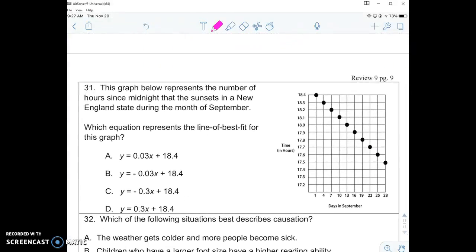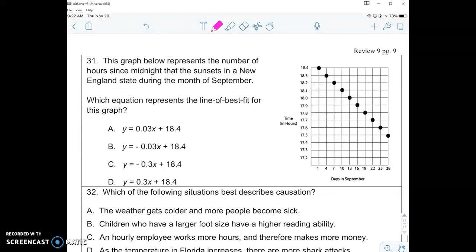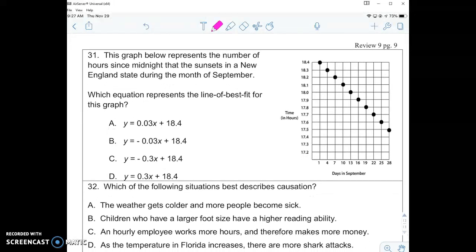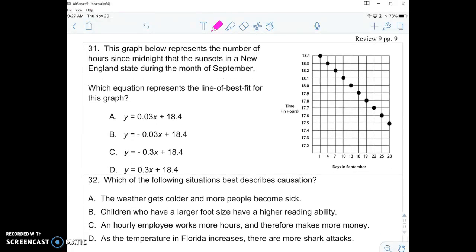Number 31. The graph below represents the number of hours since midnight that the sun sets in a New England state during the month of September. Which equation represents the line of best fit for this graph? If I draw a line of best fit on my graph, I notice that my slope is negative. So I can cross off all my answer choices that have a positive slope.